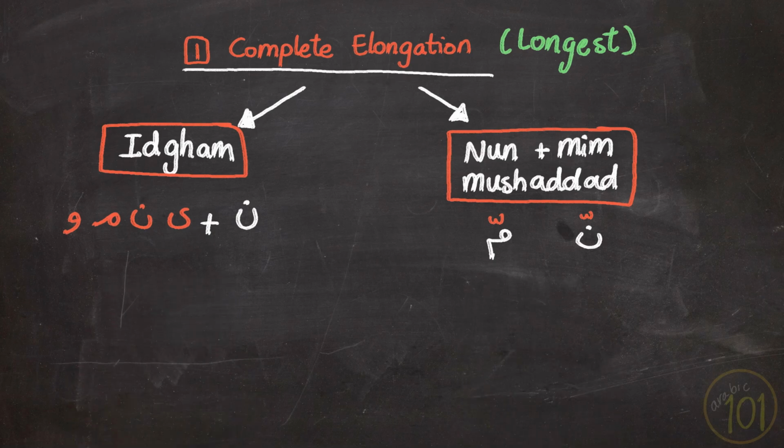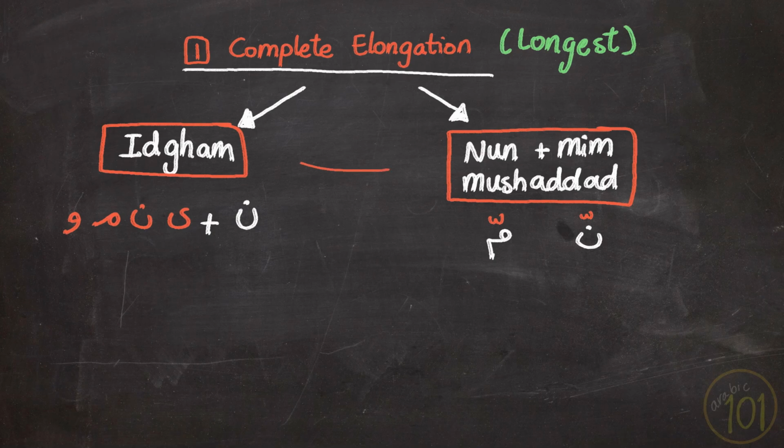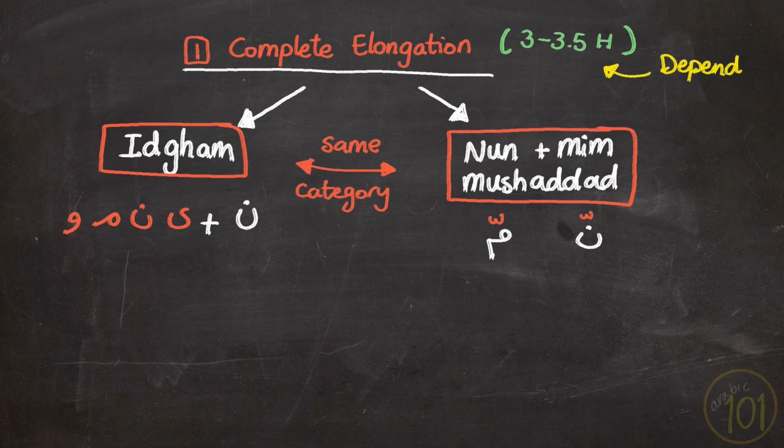Some scholars rate the noon and mim mushaddada as a separate degree that is even a little heavier than the degree of idgham, because it is essentially the duplication of 2 complete nasal sounds. Other scholars count them in with the idgham cases, which is the opinion that I'm going with here. If you want to compare that degree of ghunnah to actual harakat, it is somewhere between 3 and 3.5 harakat. That's the actual timing, depending on your speed, of course.